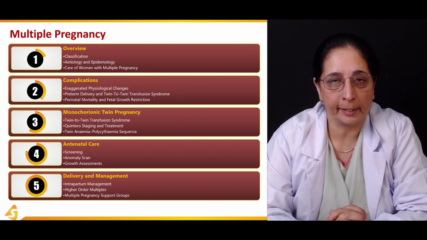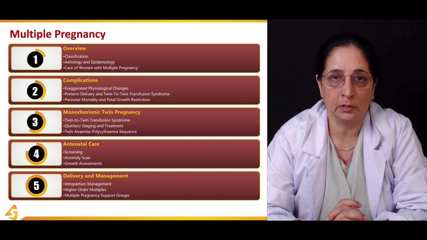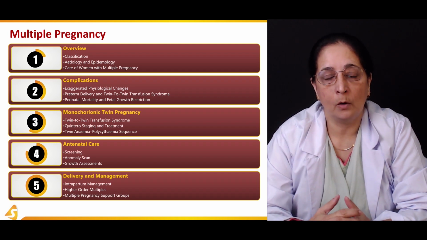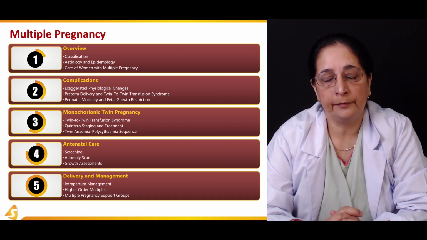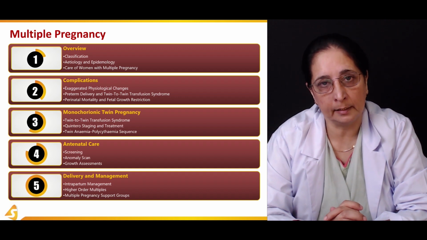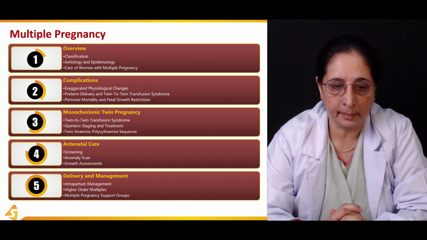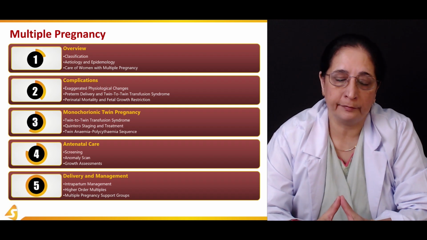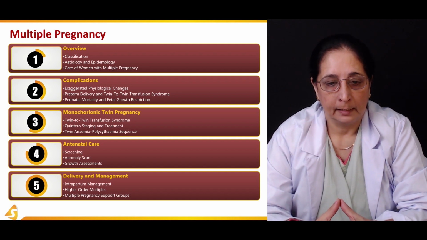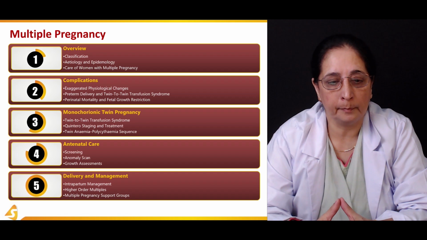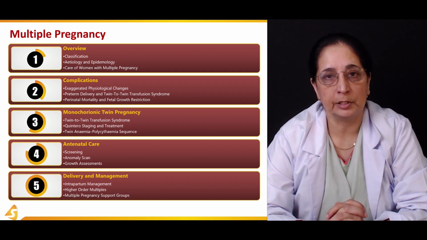women with multiple pregnancy. In the second section, we will talk about what are the complications of multiple pregnancy, how the patient will behave with multiple pregnancy, what are the different physiological changes that occur in the multiple pregnancy. And also we will talk about the preterm delivery and twin-to-twin transfusion syndrome that usually occurs in twin pregnancies. Then in the second section, we will also talk about the perinatal mortality and fetal growth restriction.